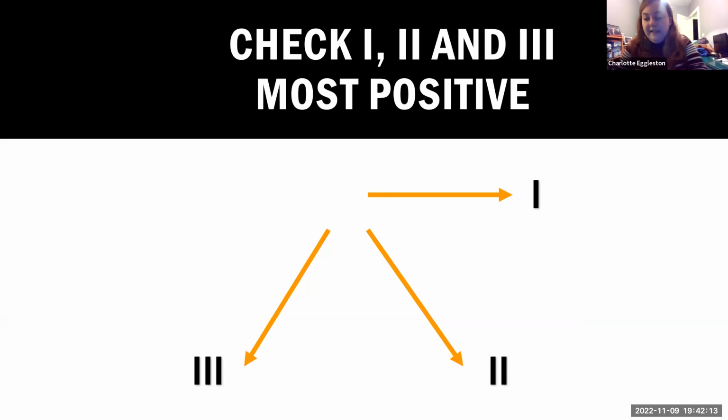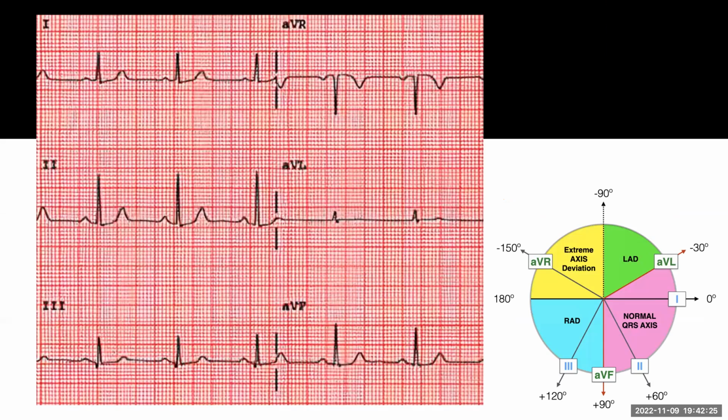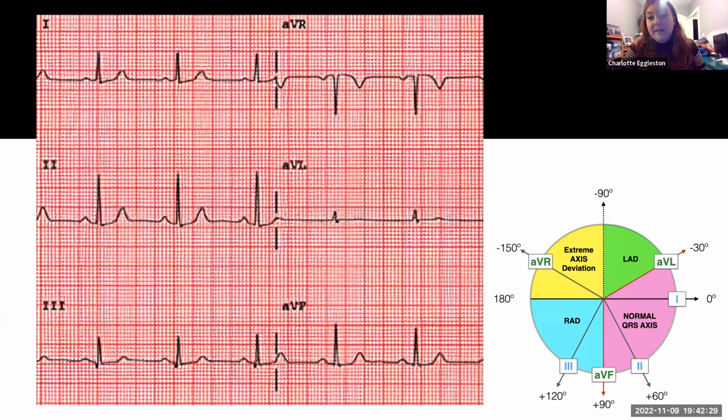So again, you're just looking at where that dial is swinging as you look for the most positive lead. So in this one, which is the most positive, effectively the tallest R wave between 1, 2, and 3? 2. Yeah, this is our normal axis. This is what we'd expect for most people. So that would be a normal axis.